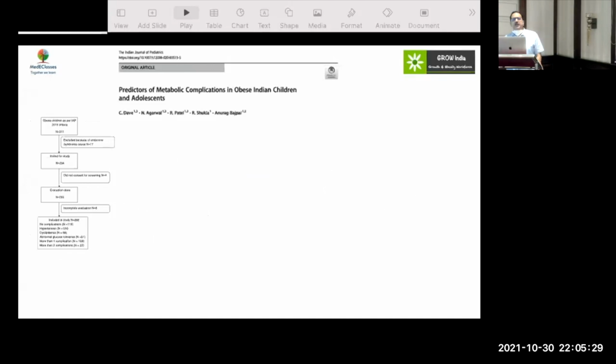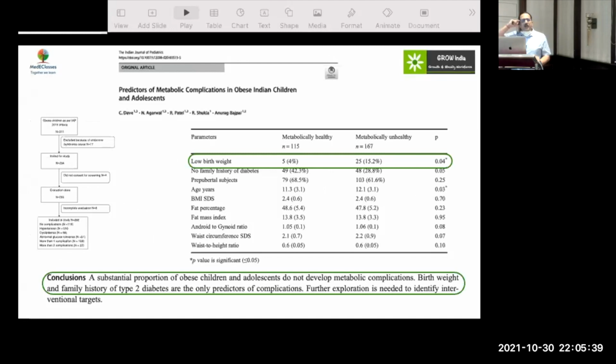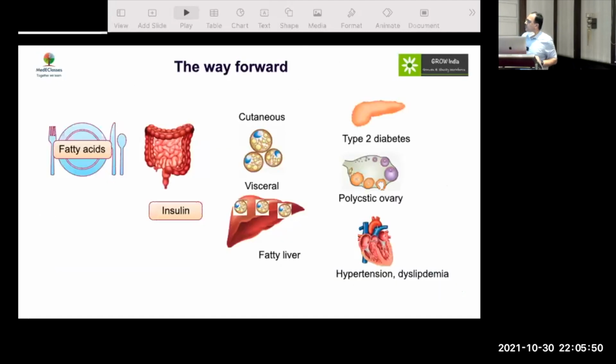This is our study in which we looked at that many obese children do not develop metabolic complications. So we wanted to look what are the causes of that. And what we found interestingly was that low birth weight was a big predictor of metabolic complication. If an obese child had a low birth weight, he is much more likely to have metabolic complications. So again, same concept of SGA, which becomes important.